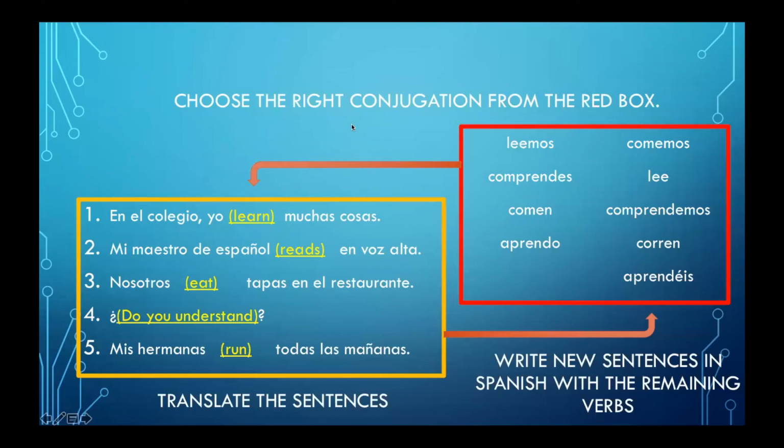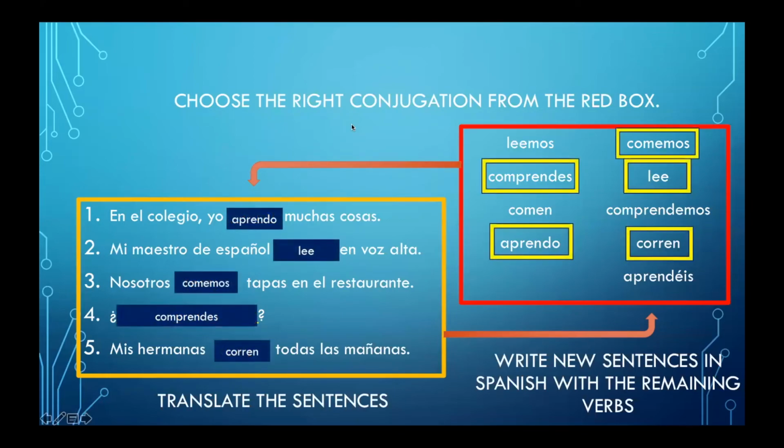Well, let's have a look and see what the answers are for this exercise. En el colegio yo aprendo muchas cosas. Mi maestro de español lee en voz alta. Nosotros comemos tapas en el restaurante. ¿Comprendes? Mis hermanas corren todas las mañanas. Well, I hope you got those ones right, and if you didn't, feel free to correct or write them down.